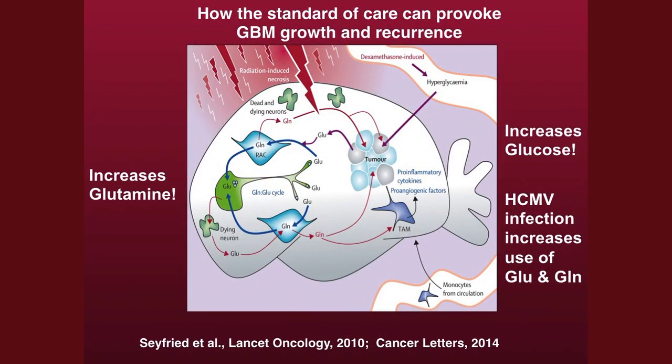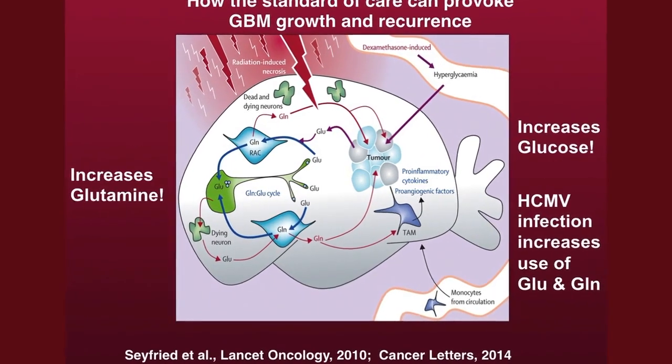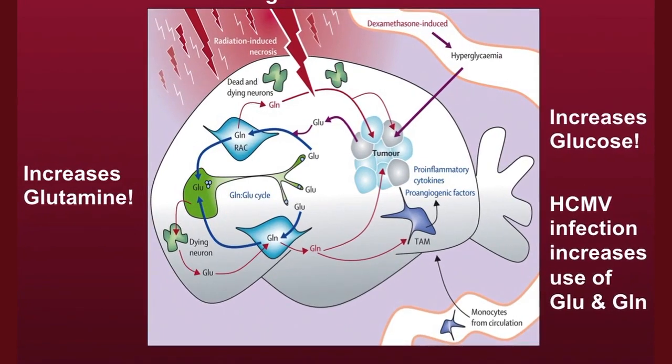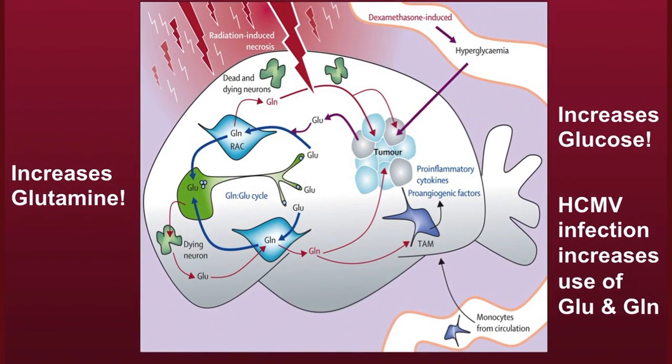Now, what we're dealing with here is a major problem. And the problem, in my view, is the standard of care itself. So we went back and we said, what is the standard of care? What's going on here? How do they treat brain tumors? Surgical resection, radiation therapy, and temozolomide therapy. That's basically the standard of care for GBM. So we published this little diagram in Lancet Oncology, showing that when you irradiate the brain, you kill neurons necrotically.